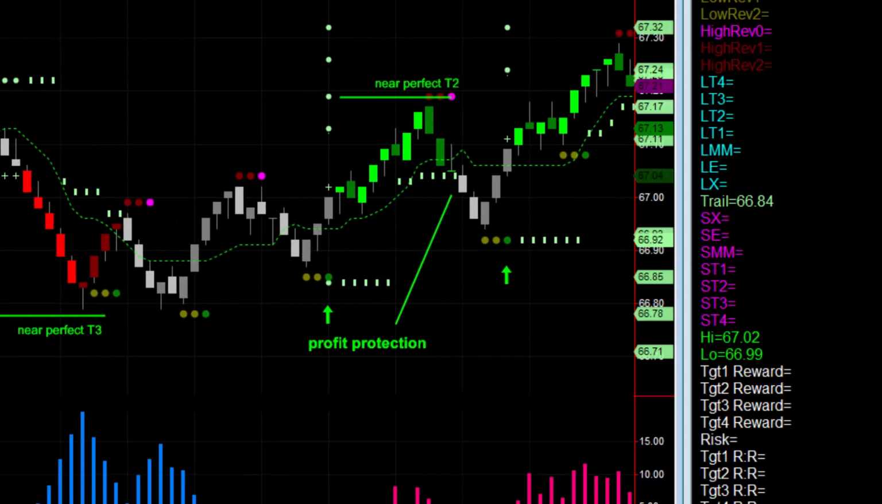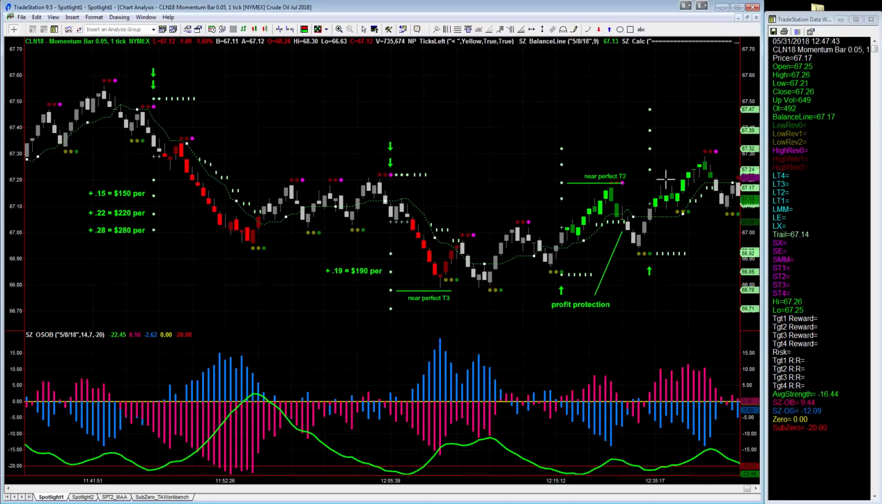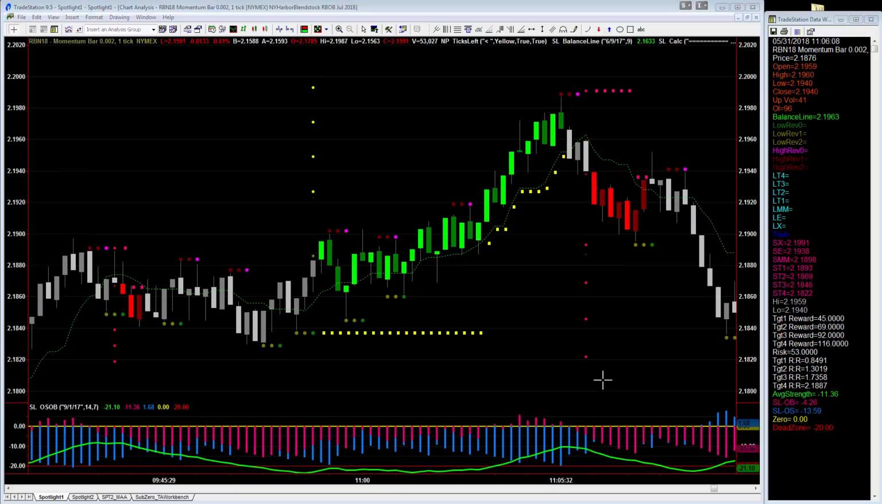Here's the current trade that's still going, and it almost got to target 2, but it did trail up a little bit. Market's starting to slow down a little. 1, 2, 3, 4 winning SubZero trades after the report. Another market that trades great after the crude oil report is unleaded gas futures.